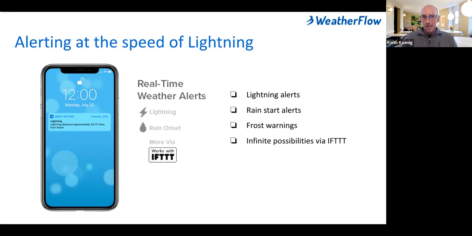You can set up lightning alerts, rain start alerts, frost warnings, virtually any system of notification and customization. We have quite a range of options via IFTTT. It can literally ring your telephone, do a whole range of very interesting things with the data coming right off of your Tempest.